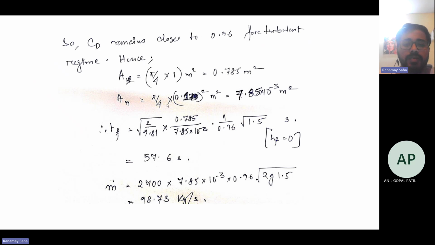Similarly, the diameter of the nozzle is 100 millimeters. It comes out to 0.1 meter here. The area again comes out to 7.85 into 10 to the power minus 3 meters square.